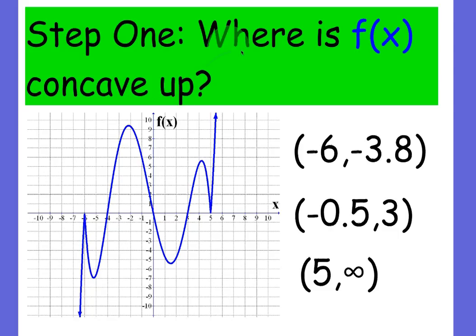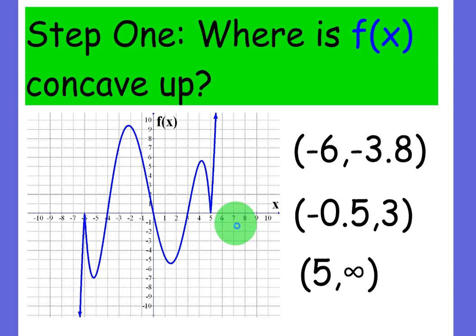So we are going to use concavity to figure out things about the second derivative. Where is f of x concave up on this interval? Well, we're going to say from -6 to -3.8, so somewhere right past -4. Then from -0.5 to 3, and then from 5 to infinity. So let me ask you this. If f of x is concave up, what do you think is going to be true about the second derivative? I'll give you a second to think about it, and then I'll answer that question for you.